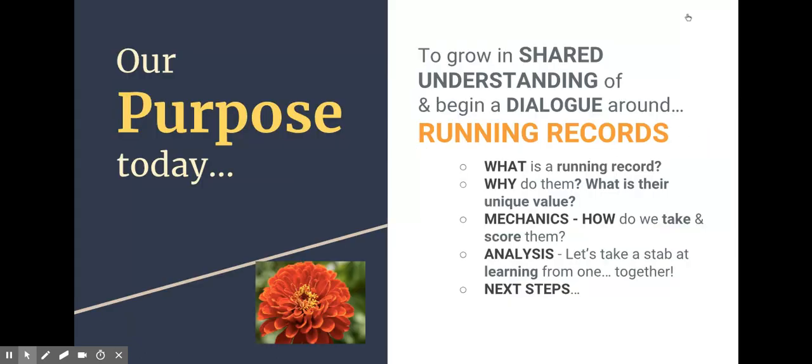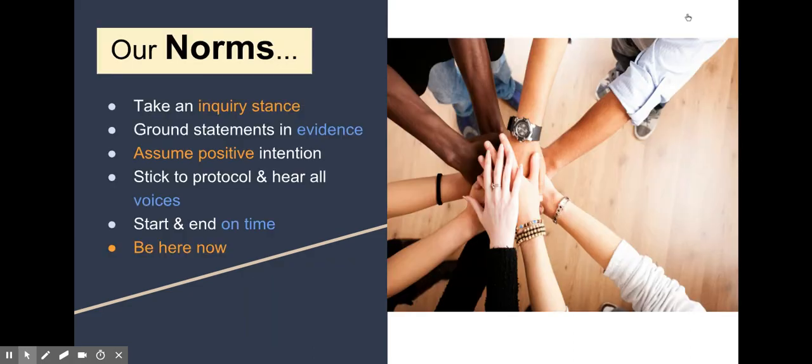Okay, let's get started. Our purpose today is to grow in shared understanding and begin a dialogue around running records. What is a running record? Why should we do them? How do we take a running record and score it afterward? How do we analyze a running record and learn from it? And finally, we'll think about our own personal next steps as far as running records go.